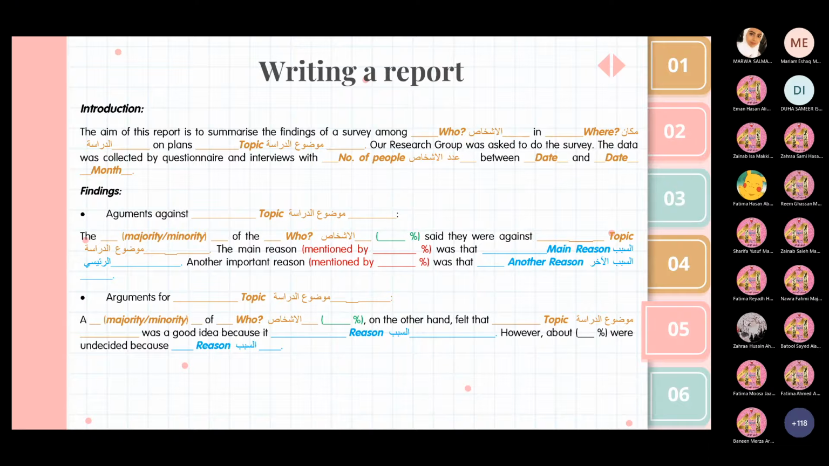And don't forget to write the headings. You have to write the word introduction, findings, and then the subheadings, arguments against and arguments for, and the last paragraph you have the conclusion. Mariam, the mic is yours again.